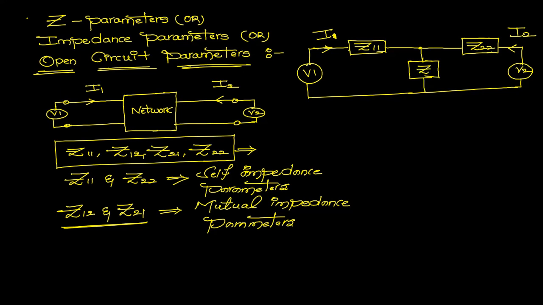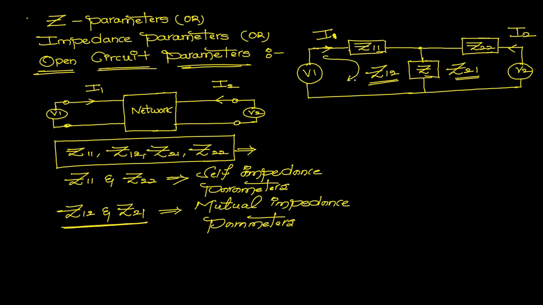Now Z11 is the self impedance parameter for port 1, and Z22 is the self impedance parameter for port 2. But Z12 is the impedance parameter we consider when we write the expression for loop 1 in terms of loop 2. Coming to the second loop, if we write the expression for loop 2 in terms of loop 1, we take the impedance as Z21. It means Z12 and Z21 are the mutual impedance parameters connected between the 2 individual ports.